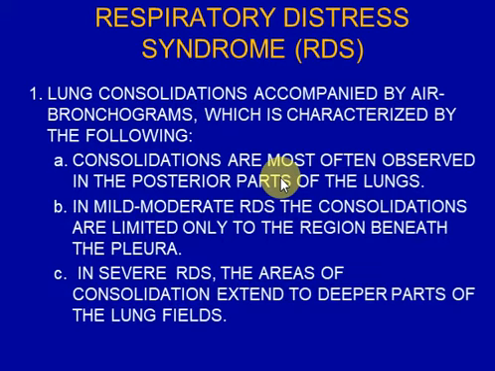We'll talk now more about lung consolidation, because there is no diagnosis of RDS without lung consolidation. Lung consolidation is accompanied by air bronchogram, which is characterized by the following. Consolidations are most often observed in the posterior part of the lung. In mild to moderate RDS, it will be anterior or subpleural consolidation. In severe RDS, it will be in the deep part of the lung fields.